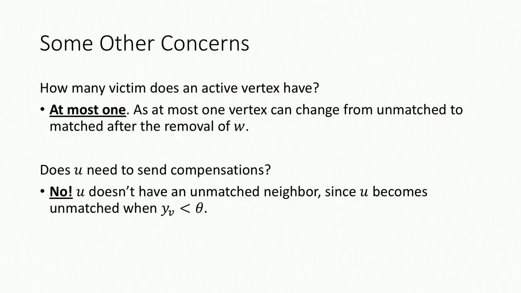Now, some other concerns. You might ask, how many victims could an active vertex have? If I'm sending compensation to multiple neighbors, then maybe I'm in trouble, or I don't have enough gain to share with them. Since we define the victim to be the vertex in the alternating path that changed from matched to unmatched, there could be at most one such vertex, because removing W will trigger only one alternating path. So you're sending compensation to at most one victim, but a poor vertex may be the victim of multiple W. That could happen, but any active vertex will send compensation to at most one victim.